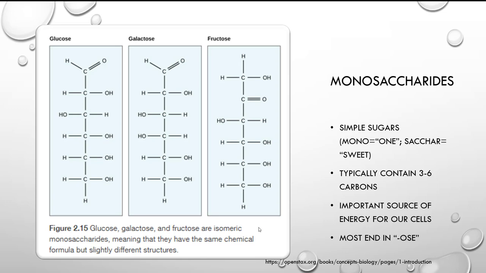So here are the monosaccharides. Mono means one, saccharide means sweet or sugar. So this is considered the monomer of the polymer, the carbohydrate. The subunit monomer of the polymer, the unit.